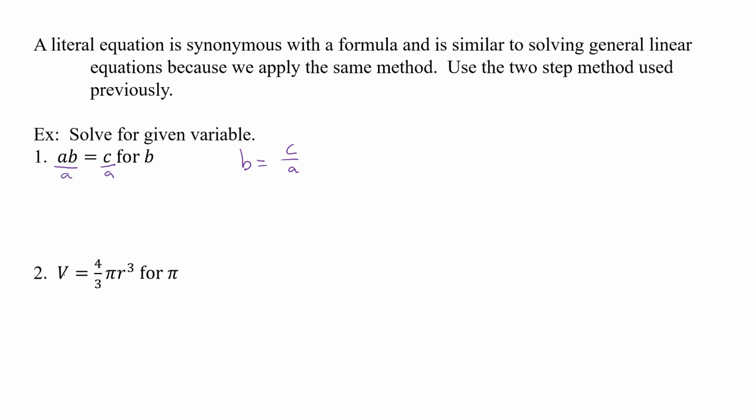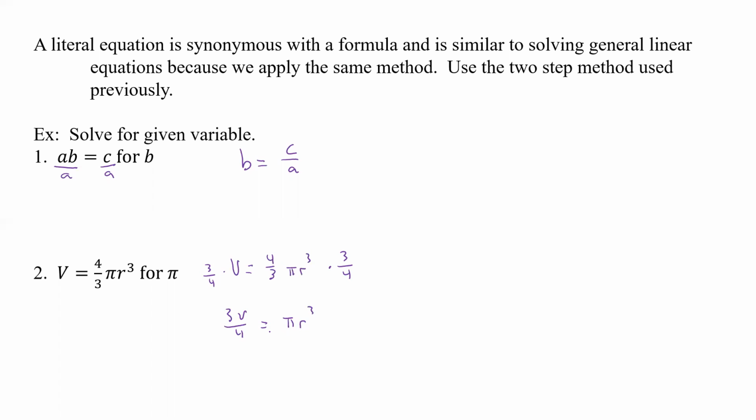Now the next one, we have a volume equation, and it asks us to solve for pi. Well, we already know what pi is, but what we want is to have pi on this side, everything else on that side. So what do we have to do? There's a couple things we could do. Let's rewrite our equation first. We could first get rid of this 4/3. So we can multiply by the reciprocal 3/4. That gives us 3v over 4 equals pi r cubed.